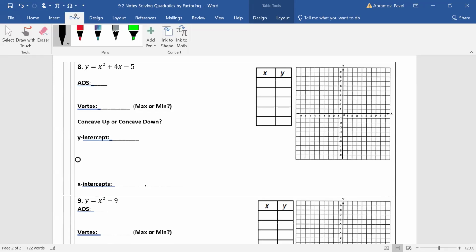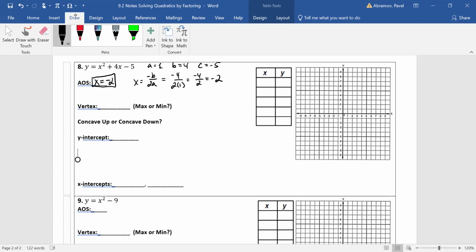First of all, we need to find the axis of symmetry. Remember, to find it, you use negative b divided by 2a. Our a is 1, our b is 4, and our c is negative 5. So we'll end up with negative 4 divided by 2 times 1, which is negative 4 over 2, or negative 2. So the axis of symmetry is x equals negative 2. Keep in mind, it has to be written as an equation.